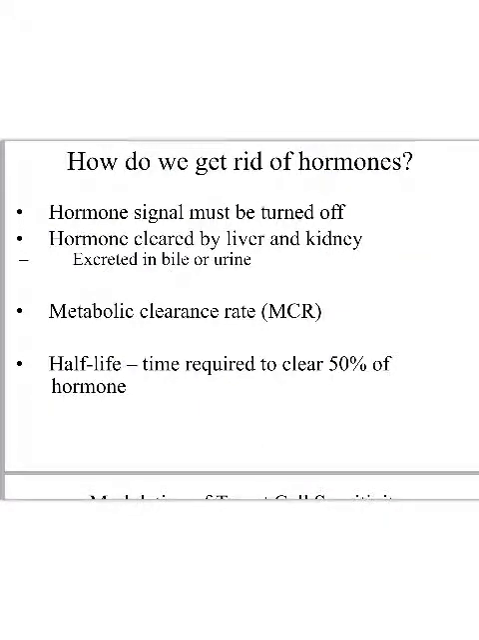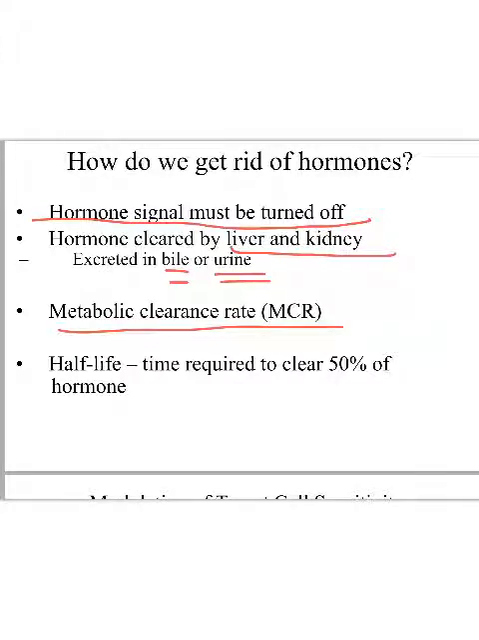Okay, so how do we get rid of hormones? In order for us to get rid of hormones, you don't want them in there stimulating things all the time. So the hormone signal has to be turned off. The liver and the kidneys actually clear or break down the hormones, and the hormones get excreted in bile or urine, so they end up in your urine or your feces. The metabolic clearance rate is how fast your liver, your kidneys, sometimes the target cells get rid of it too, how fast they're getting rid of it. And half-life is the time to clear half, or 50%, of a hormone.